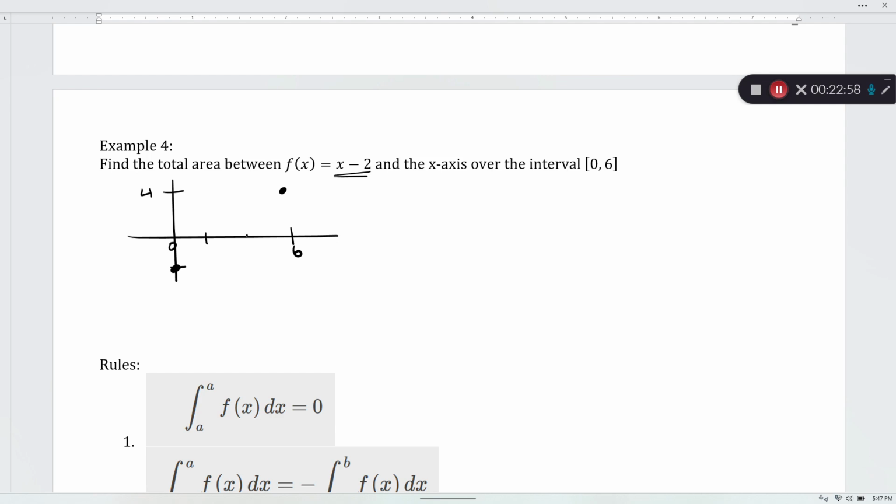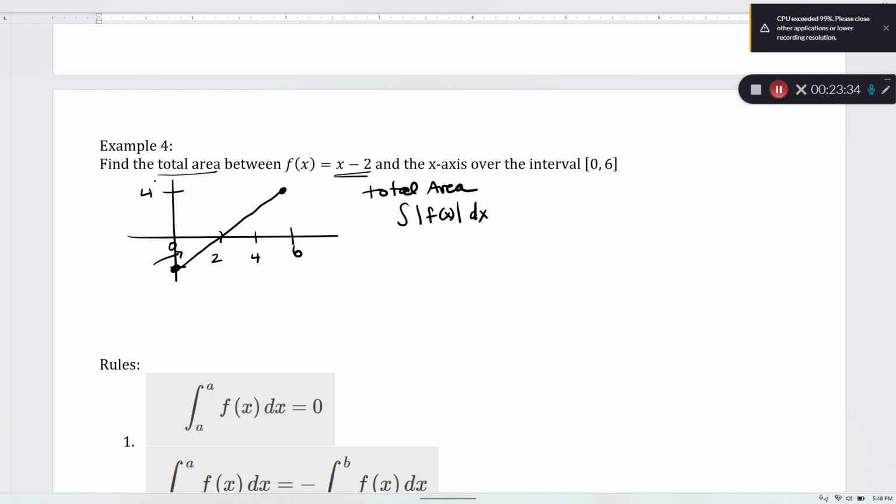Actually, 2, 4, 6. Okay. Total area. If I was going to do total area, I have to break it up because I want this piece to be positive so that when I add the two areas together, I get 2 positive areas that I can add together.